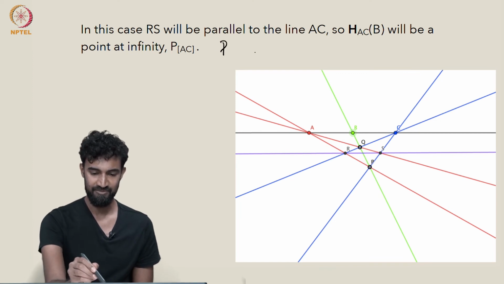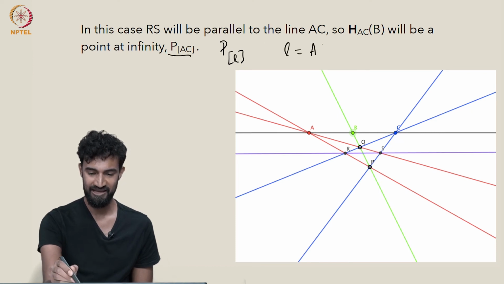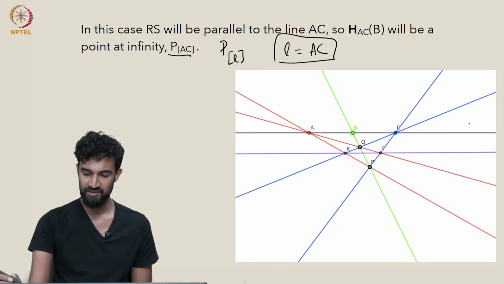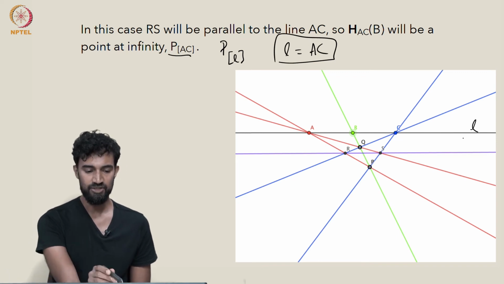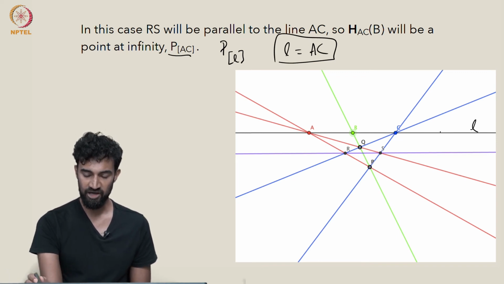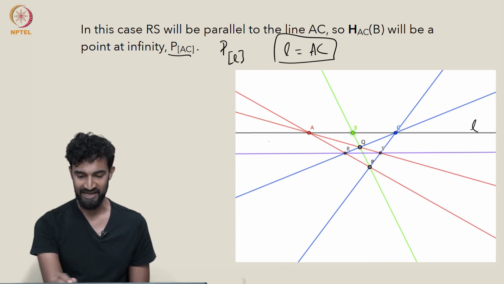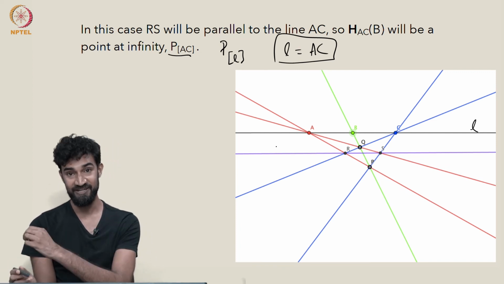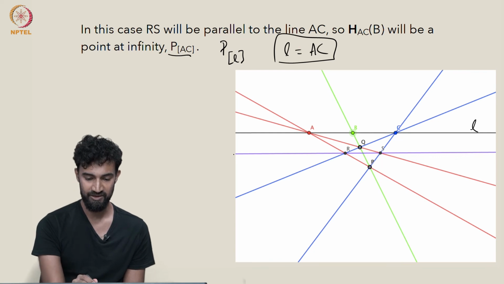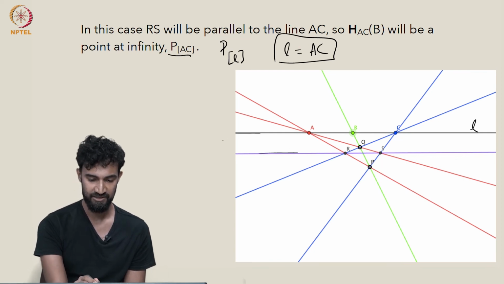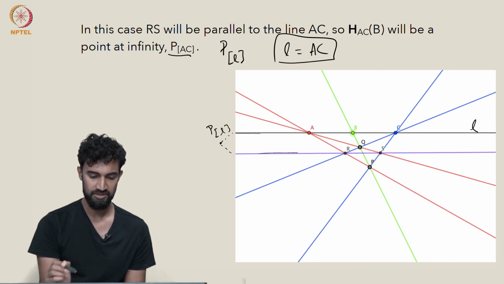Well, yeah, I didn't mark L. Really, I should say P_AC, or I can say PAC. L is just AC here. I should have written that. So this is our line L. So our harmonic conjugate is going to exist on this line, but it's going to exist at infinity. That's where this line and this line meet, somewhere over there.